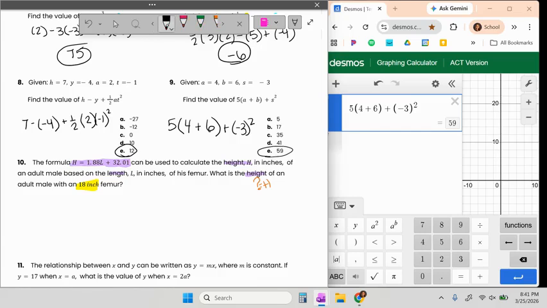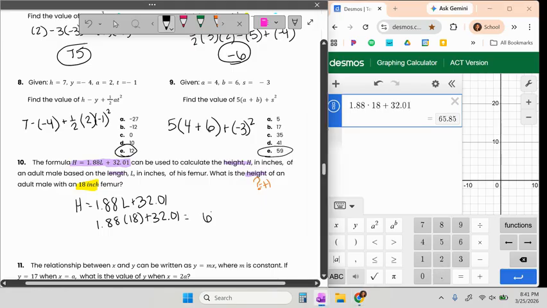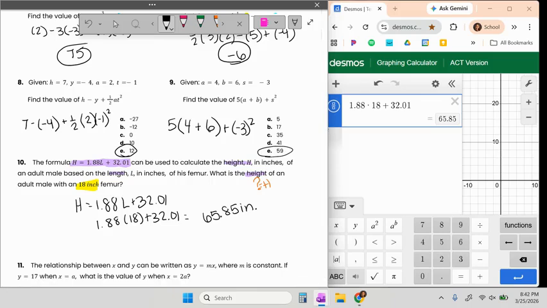So let's go ahead and write that in here. We have got H equals 1.88 L plus 32.01. L, we are going to substitute in that 18 inches plus 32.01. Go ahead and type that right into Desmos. 1.88 times 18 plus 32.01. We are left with the height of being 65.85 inches tall. It is important that you are labeling this part.